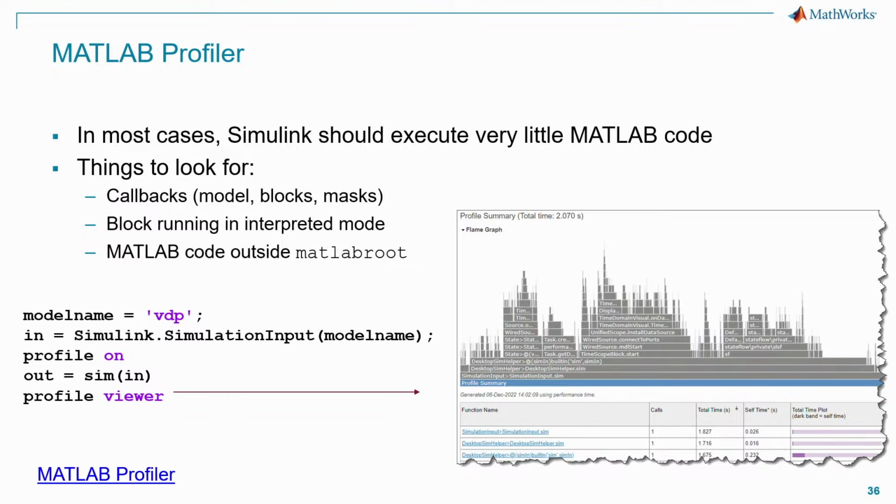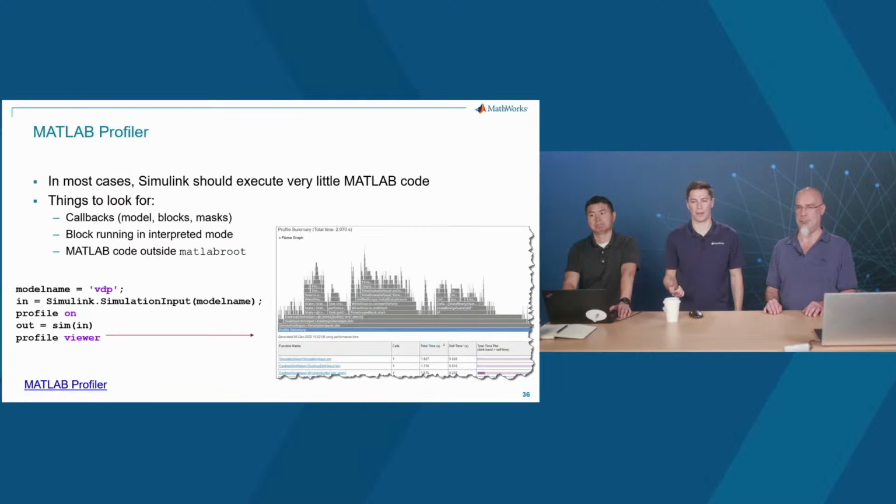So it can be a good idea to turn on the MATLAB profiler when you run a simulation, as you see in this code here. And then we can use the profile viewer to see the type of MATLAB code that's being triggered by our simulation. And what we want to look for is code that's outside MATLAB root, basically stuff that's not MATLAB source code, but maybe code you've written, code a colleague's written, code that a third party has written, and see if that's taking up a significant amount of the simulation. If it is, we might want to look into why that code is being called and see what we can do to maybe improve its performance.